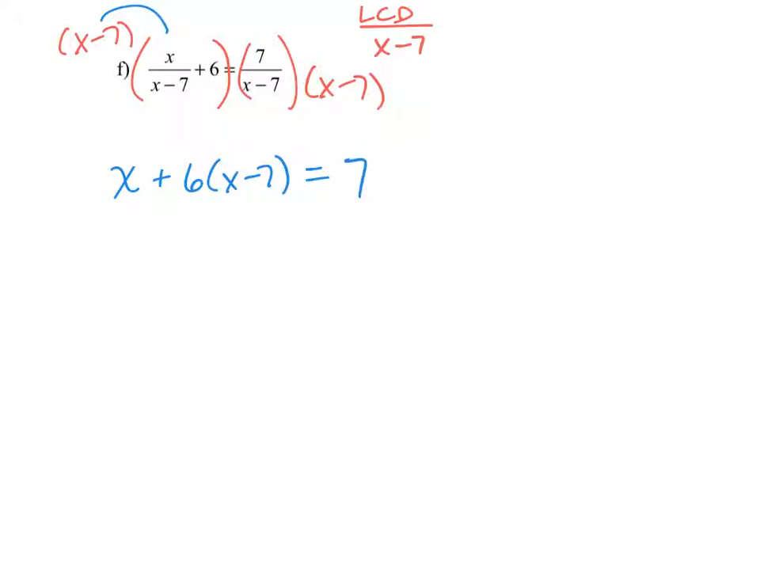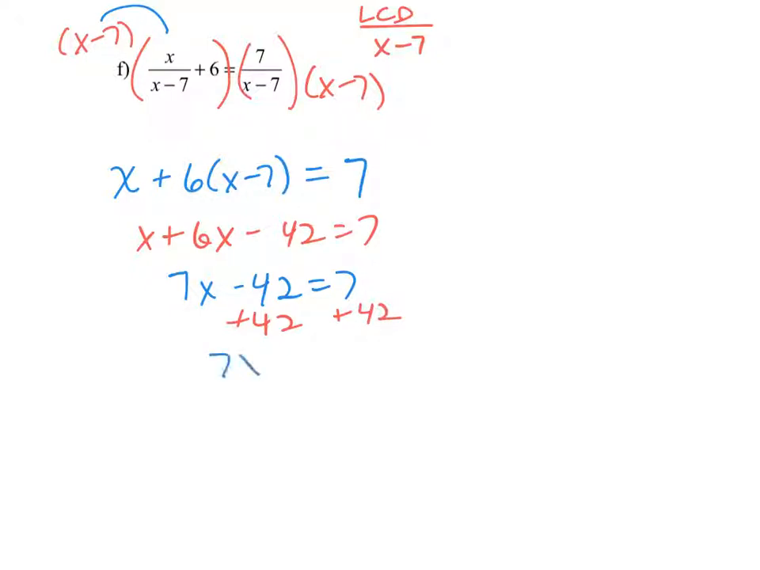We can simplify this answer by distributing. We get x plus 6x minus 42 is equal to 7. Combining like terms, we get 7x minus 42 is equal to 7. Add 42 to both sides to get 7x is equal to 49. And then finally divide by 7 to get x is equal to 7.